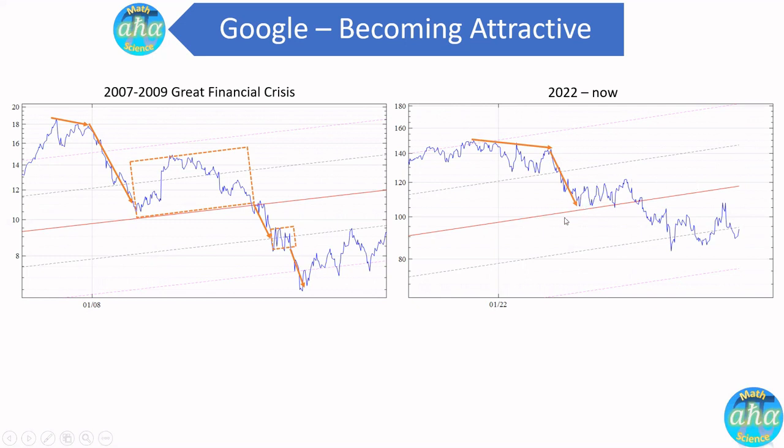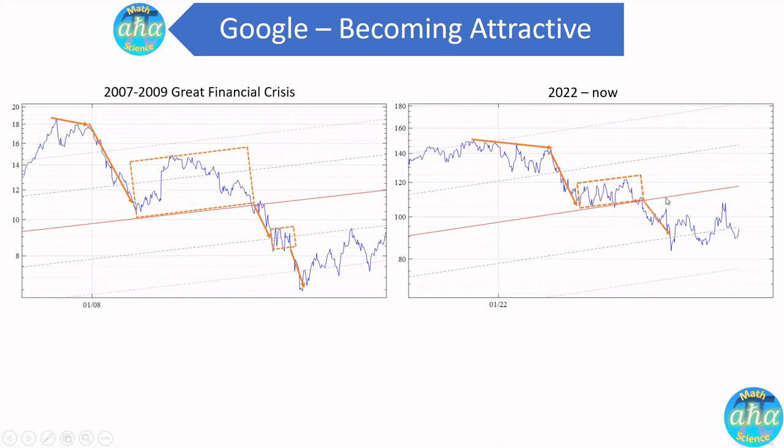Then it doesn't go down straight. It actually has this long consolidation process, going up and down several times. And this consolidation box here is more or less the same duration as this one, except that the amplitude is not as high. But it's much more complex than during the great financial crisis.